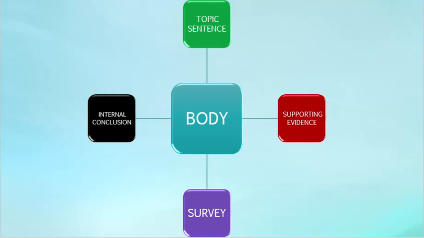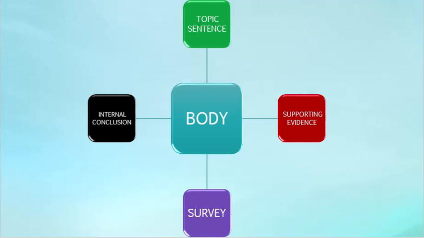Then after you have written this, you need to write an internal conclusion. Now this internal conclusion is not mandatory. It is just an optional statement. Now that you have understood how to write the body paragraph, let me recapitulate. Any body paragraph should contain a minimum of 3 to 4 sentences. The first sentence is called the topic sentence, followed by supporting evidence, then followed by survey or experience, and then internal conclusion.